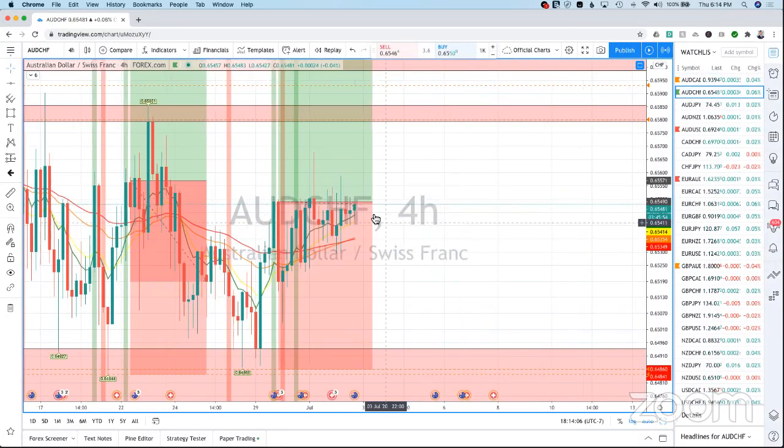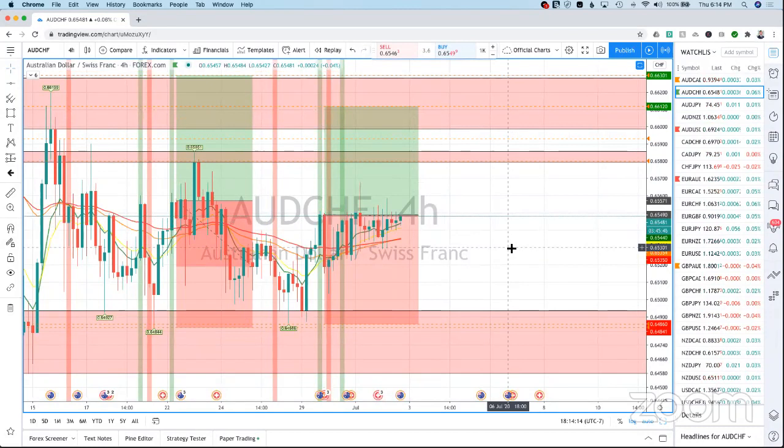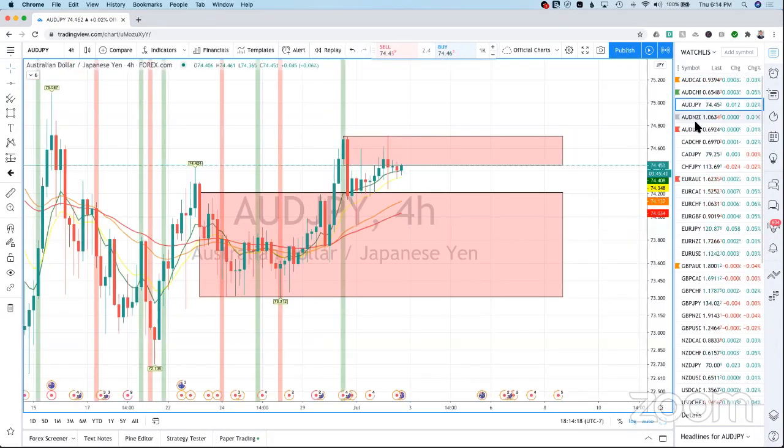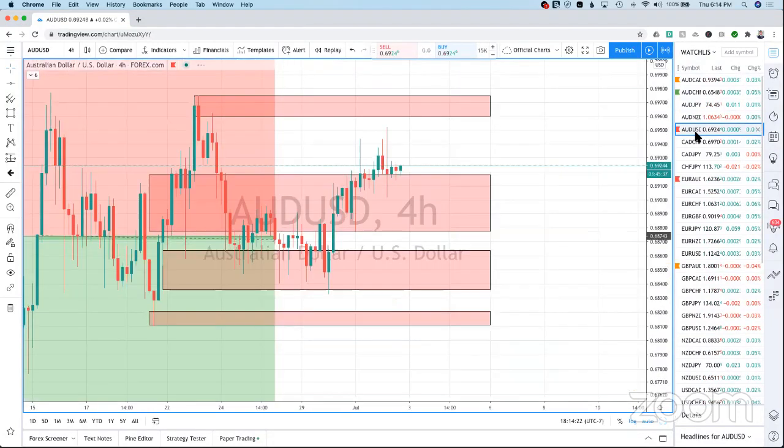So our AUD/CHF is coming back up. Like I mentioned earlier, if you guys still have this active, then I would recommend that you close it and profit when you can. JPY, NZD.